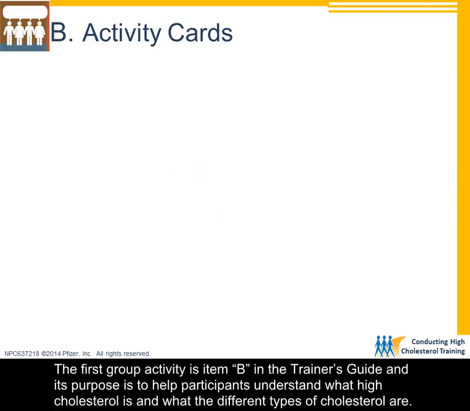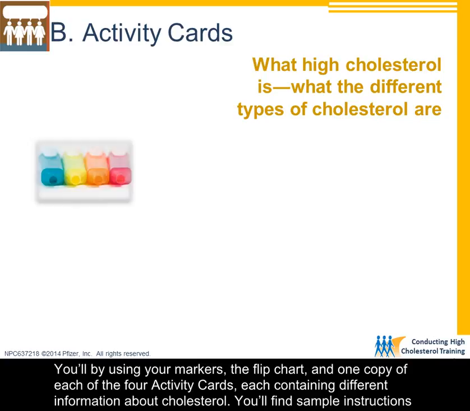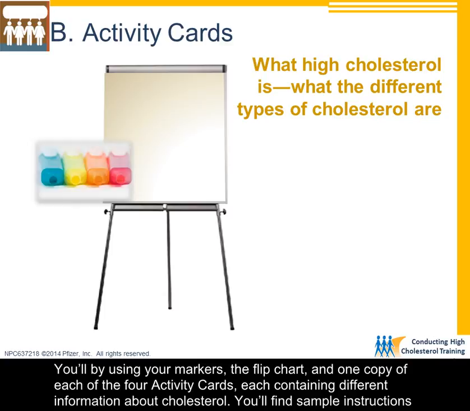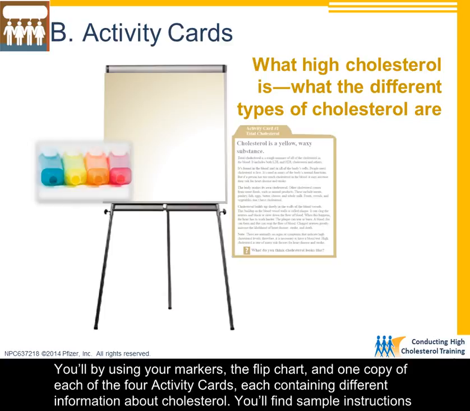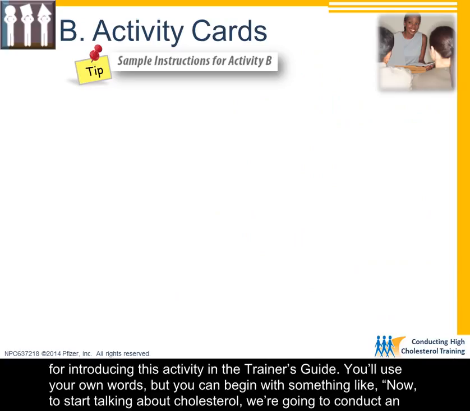The first group activity is item B in the trainer's guide, and its purpose is to help participants understand what high cholesterol is and what the different types of cholesterol are. You'll be using your markers, the flip chart, and one copy of each of the 4 activity cards, each containing different information about cholesterol. You'll find sample instructions for introducing this activity in the trainer's guide.